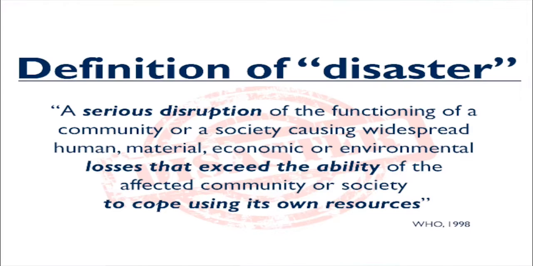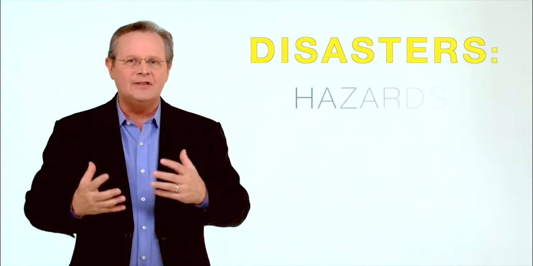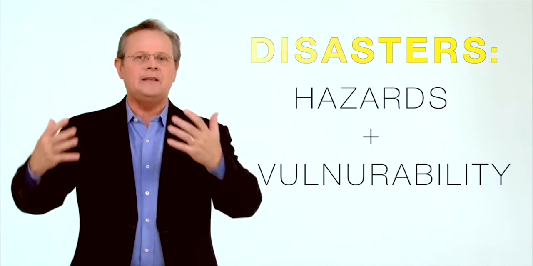So first off, the definition of disaster. A disaster is a serious disruption of the functioning of a community or a society. It then causes widespread human, material, economic, and environmental losses. And these losses exceed the ability of the affected community or society to cope using its own resources. Disasters are caused by hazards and vulnerability. It's when these 2 things mix and come together. So let's talk about each one, and then we'll take a little bit deeper dive into that mixture, that convergence.